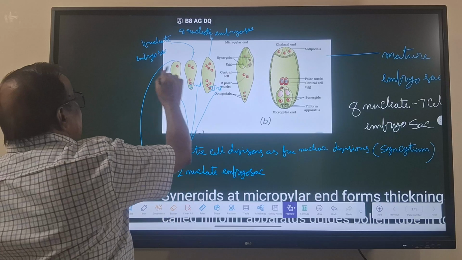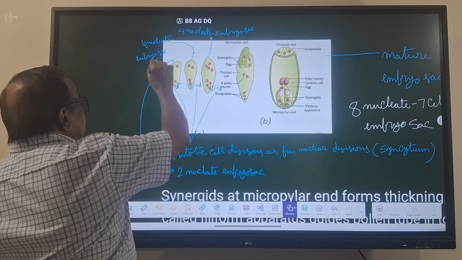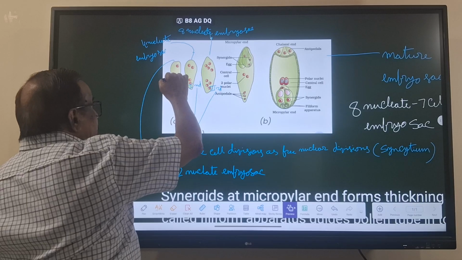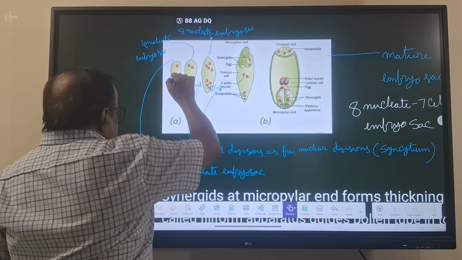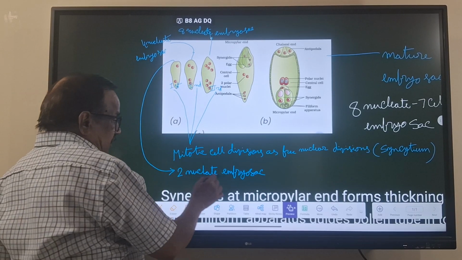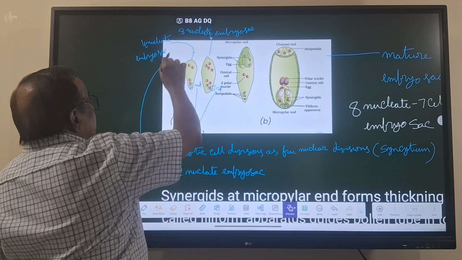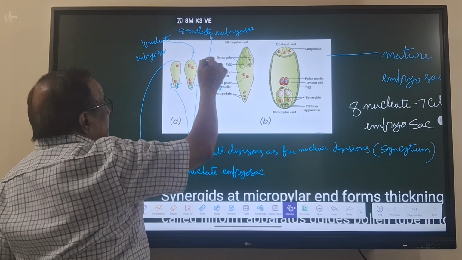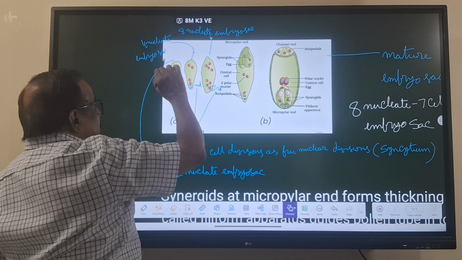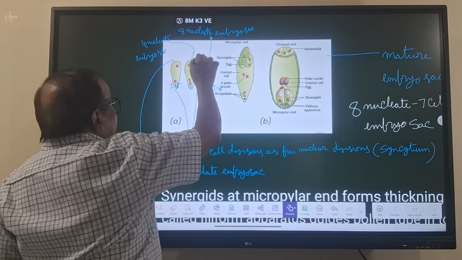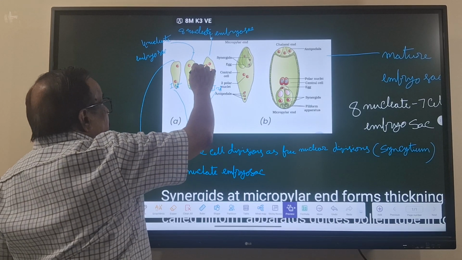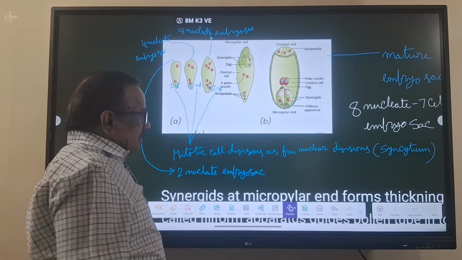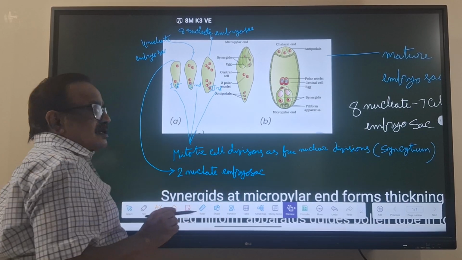Now a 2 nucleate condition has formed from the functional megaspore. Both nuclei migrate to opposite poles, and it is called a 2 nucleate embryo sac. At each pole, the nucleus takes another mitotic division, forming 2 nuclei, and again one more mitotic division forms 4 nuclei at each opposite pole. This is the free nuclear division.